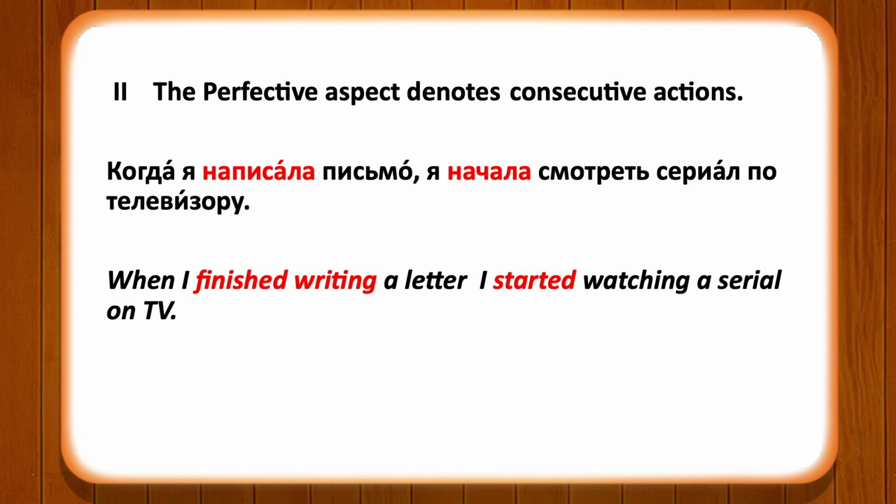по телевизору. So, начала, after начать, we had learnt in the last module that we always use the verb of imperfective aspect, which is смотреть here in this case. So, начать смотреть serial on TV. So, when I finished writing a letter, I started watching a serial on television. So, one action is completed and another action has started after the completion of the first action. This is the consecutive action.